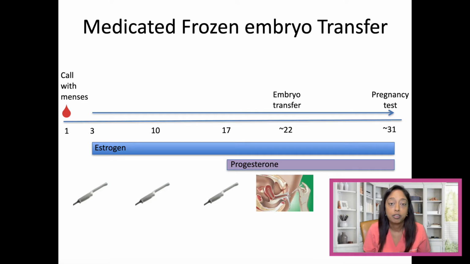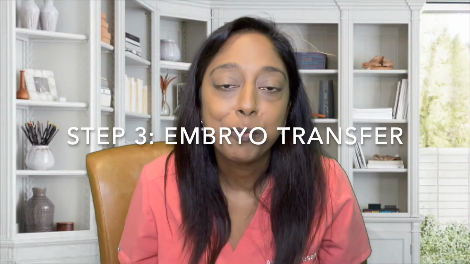Once we start the progesterone, we plan for the transfer on the 6th day of progesterone. The progesterone can be in different forms. It can be in IM shots, it can be in vaginal suppositories, or a combination of both. This leads me to the embryo transfer.